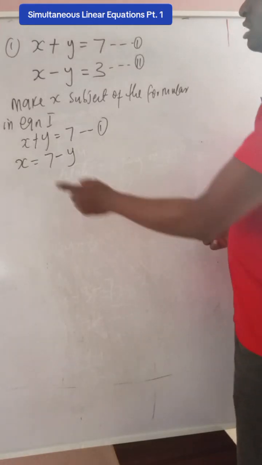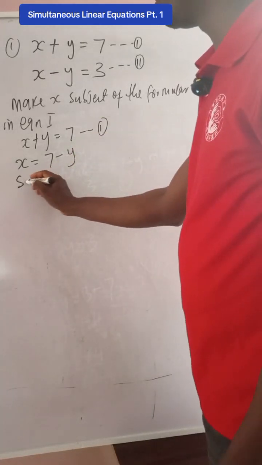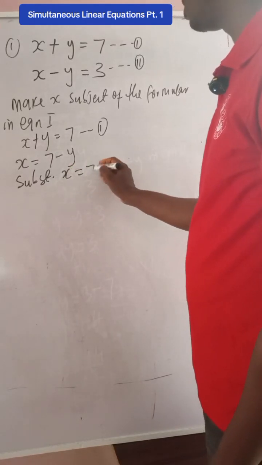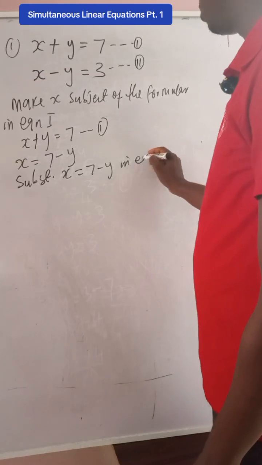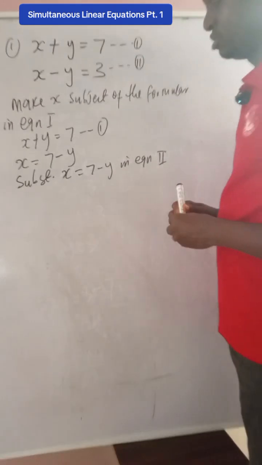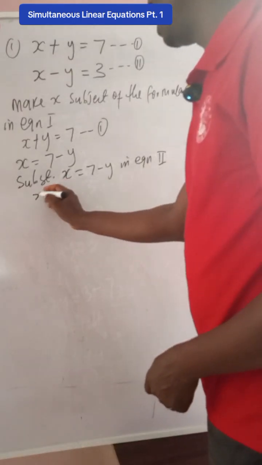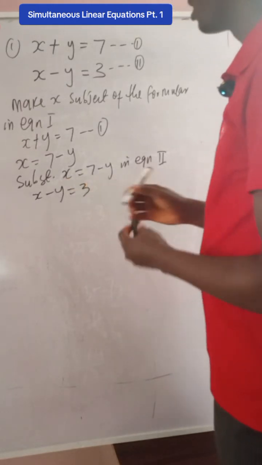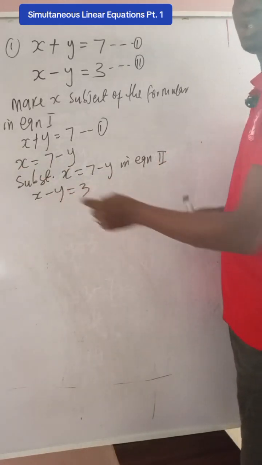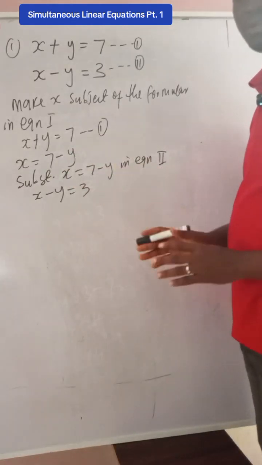So what is the next thing we are going to do? We have made x subject of the formula. So the next thing is that we are going to substitute x is equal to 7 minus y in equation 2. Substitute here means replace. So in equation 2, which is x minus y is equal to 3, wherever we have x in this equation 2, we are going to replace it with what? 7 minus y. That is very simple.